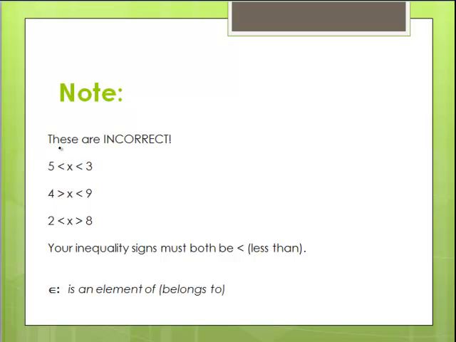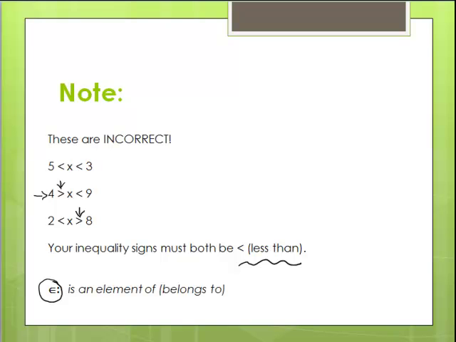Now, just a couple of things to note. This one is not correct because 5 is not less than 3. The second one is not correct because you don't have two less than signs. This one is greater than. They both need to be less than. That would be the same thing that's wrong with the third one. Remember that right there. This little symbol looks like a curvy E and means "is an element of" or "belongs to."